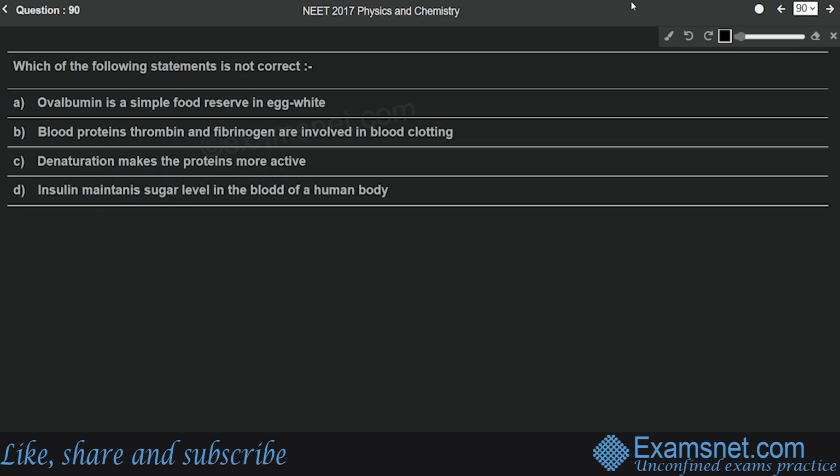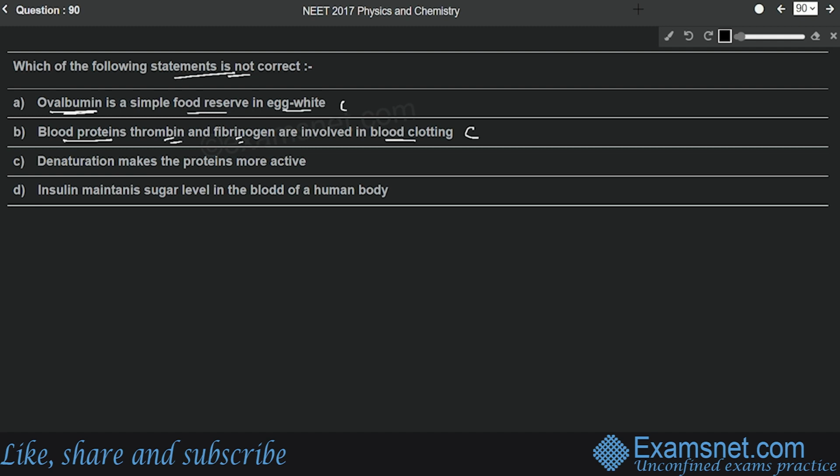And now the last question is from the chapter biomolecules. And the question is, which of the following statements is not correct? So we have to find the incorrect statement. The first statement says ovalbumin is a simple food reserve in egg white. So this is a correct statement. But we have to find the incorrect statement. So let's move to the second statement. It says blood proteins thrombin and fibrinogen are involved in blood clotting. Again, this is a correct statement.